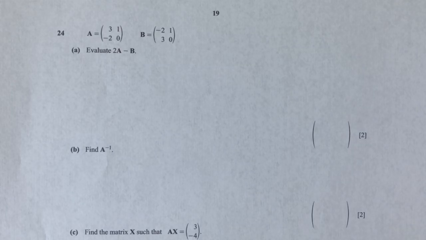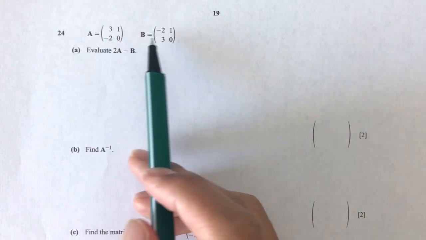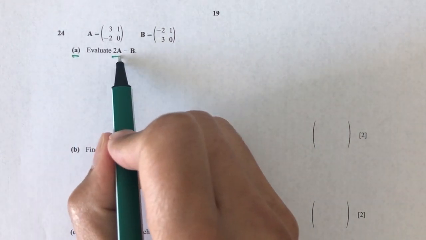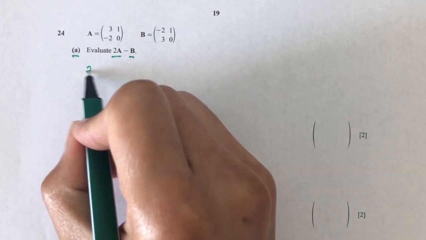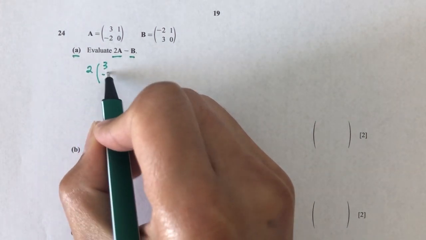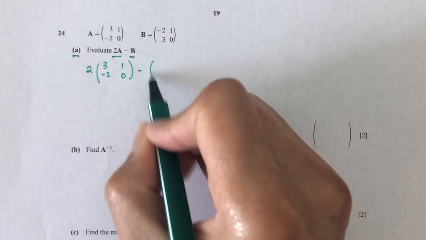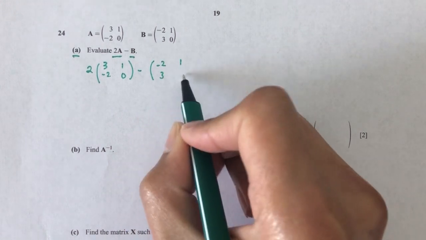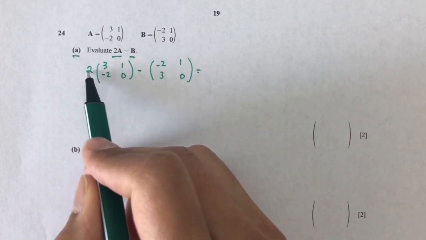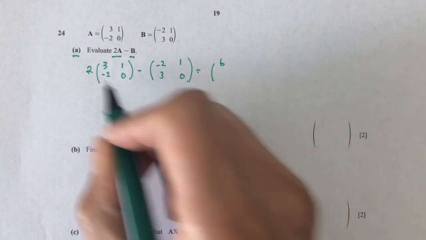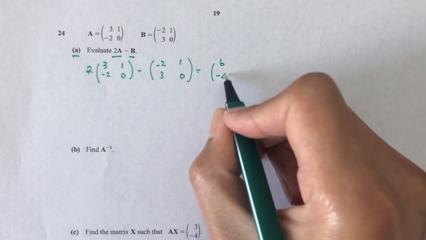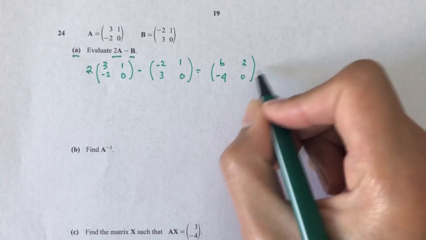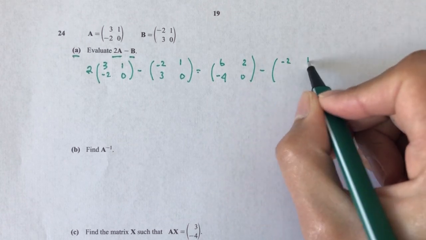Question number 24, we have matrices A and B. Part A, find 2A minus B. So 2A minus B: 2 times 3 will be 6. 2 times minus 2 will be minus 4. 2 times 1 is 2, 2 times 0 is 0, minus minus 2, 1, 3, 0.